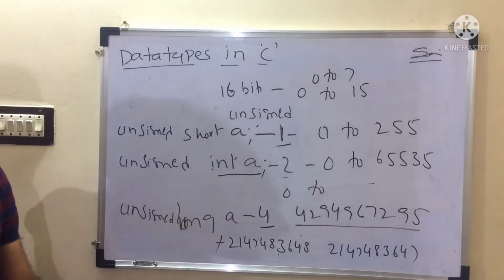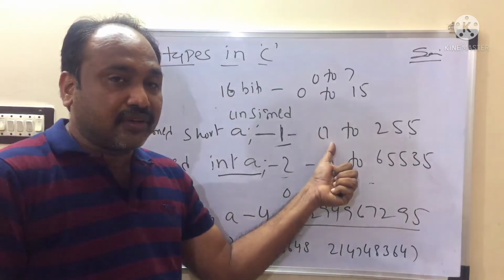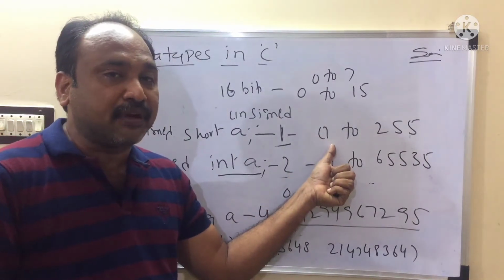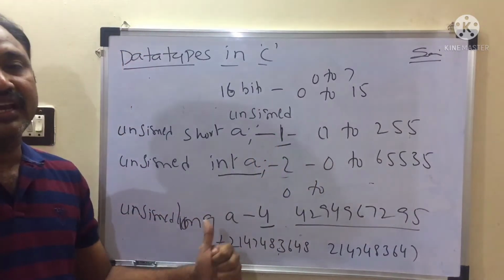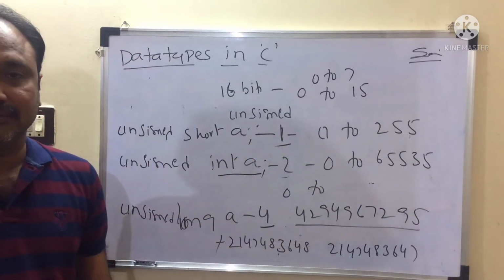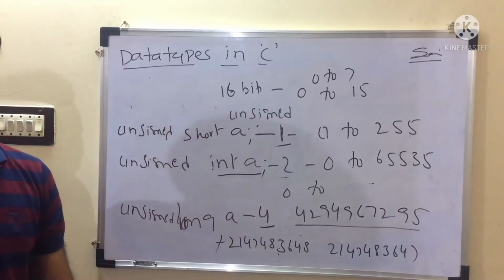This is the range of long value. This is the possible range of values accepted by unsigned short, unsigned int, unsigned long. This is about signed and unsigned.